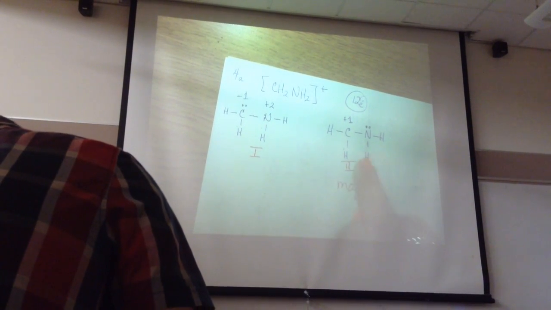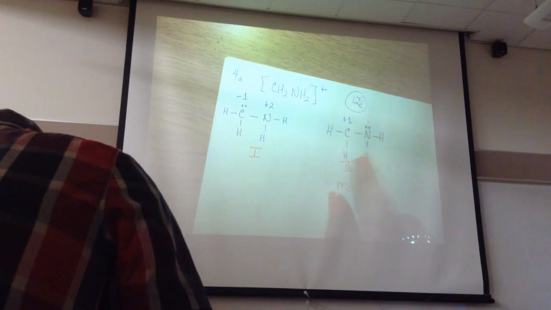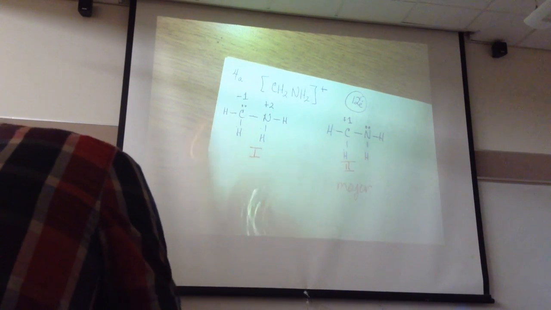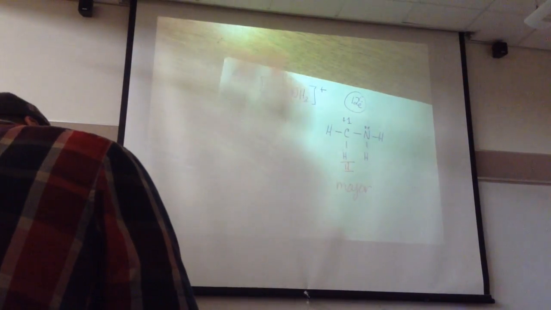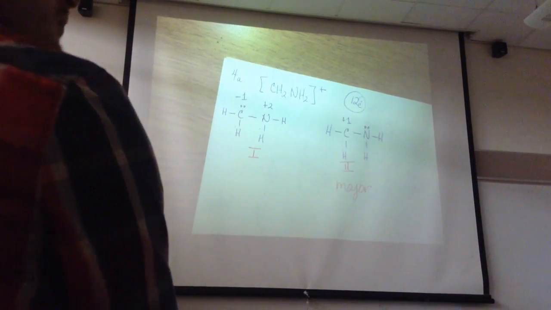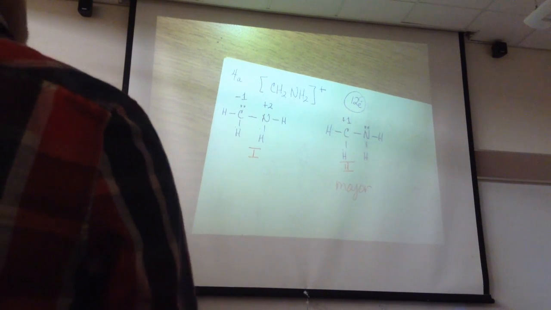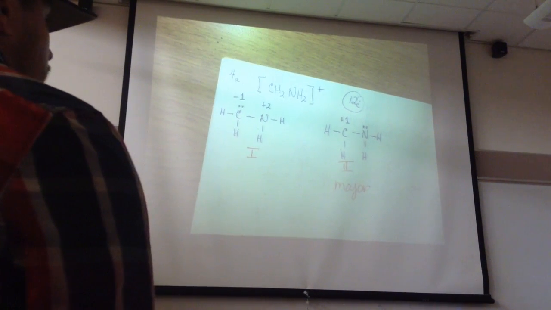And the most electronegative atom has the extra electron, right? This will not even exist. So let's say you did not draw this, right? She says to draw 2 or 3. So I'm drawing 2 or 3.